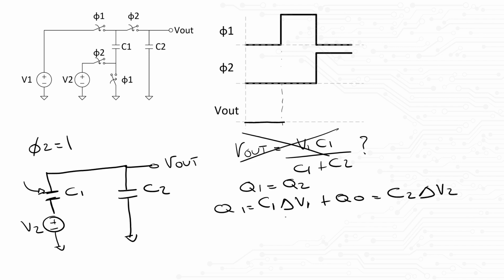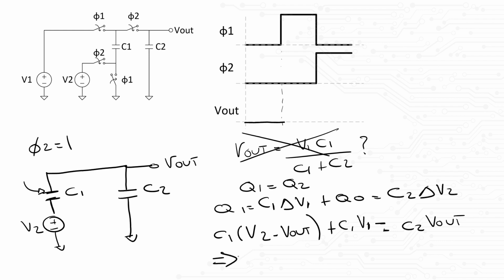Using simple algebra, we can see that C1 times the delta V at V1, that is nothing more than V2 minus Vout, plus C1 times V1, that is the Q0 or the initial charge, must be equal to C2 times Vout. Rearranging and solving for Vout, we have C1 times V2 plus C1 times V1 divided by the sum of C1 and C2.